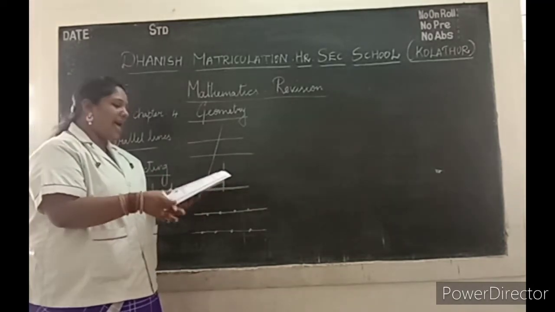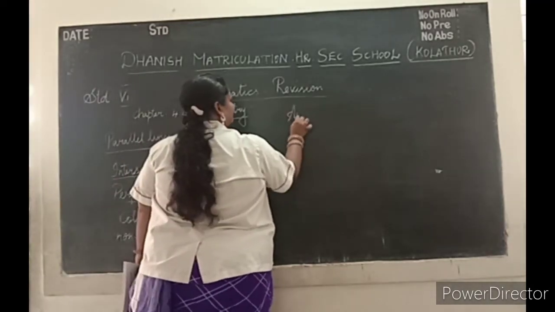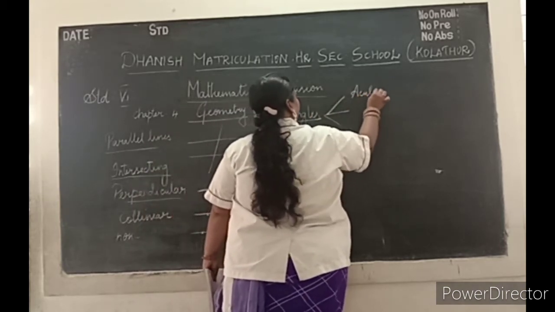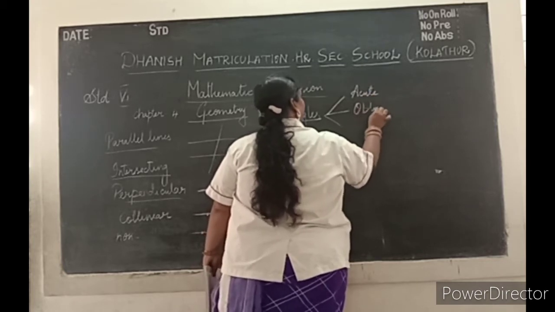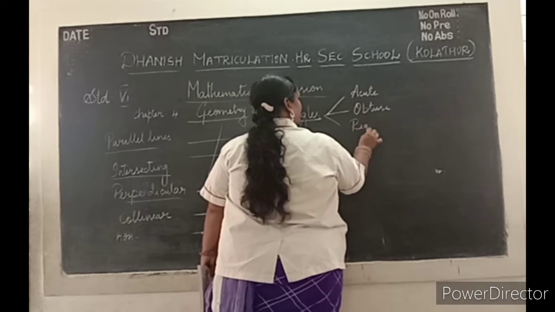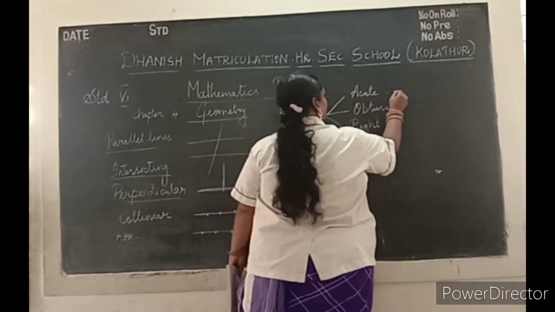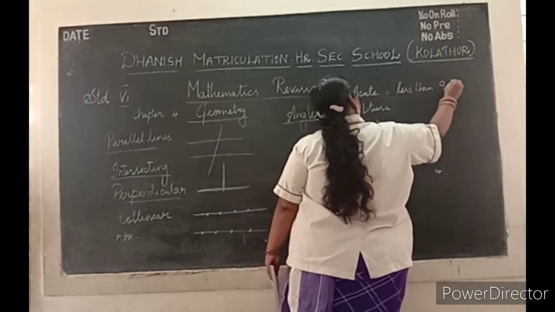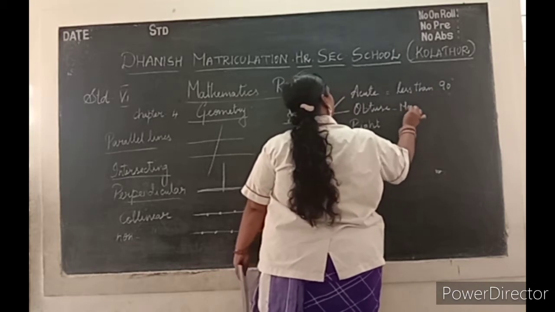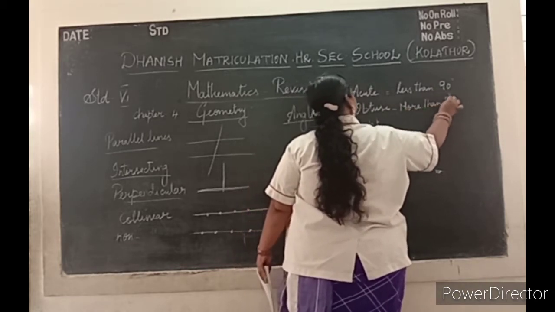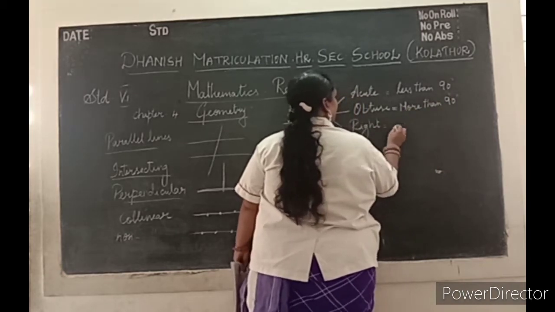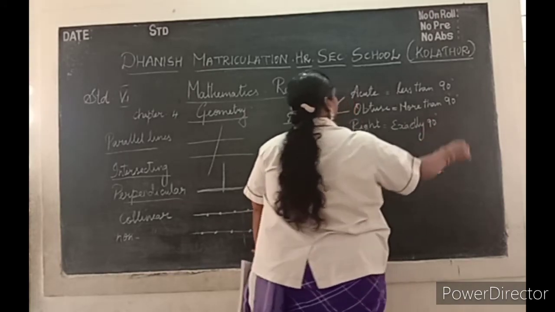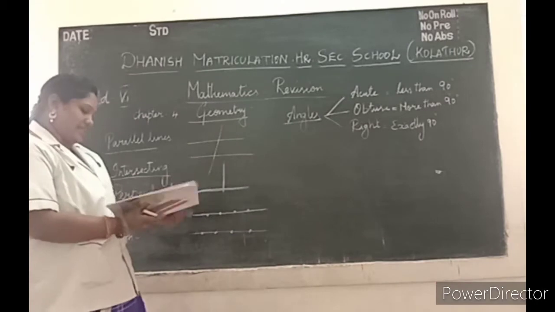The next one is angles. What are the three angles we saw? Acute, obtuse, and right angle. An acute angle is less than 90 degrees. Obtuse is more than 90 degrees. And what is the right angle? Exactly 90 degrees. These are the things we saw in the second exercise.